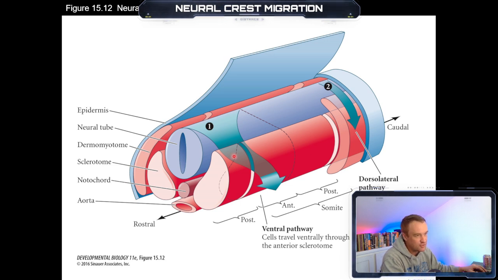The first is called the ventral pathway. Ventral is more interior, right? So kind of going from your back inside to migrate. And then the dorsolateral pathway is where they just migrate along the outside, near the epidermis, on the outside layer to get to where they're going.